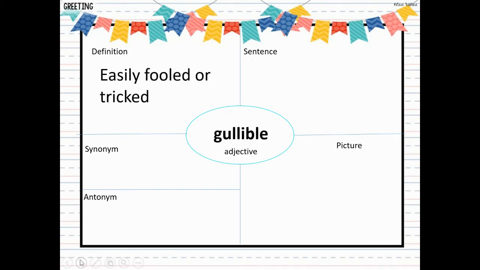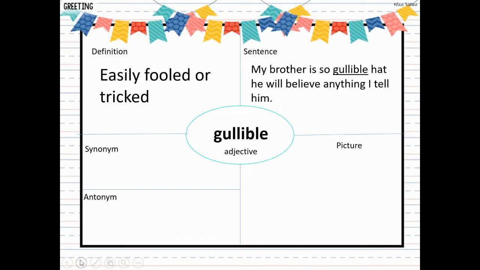Our next word is gullible, which meant easily fooled or tricked. For our sentence, we have, my brother is so gullible that, this is supposed to have a T, I'm sorry, that he will believe anything I tell him. My brother is so gullible that, make sure you put the T there, he will believe anything I tell him. And I kind of gave that example yesterday that a lot of times kids are more gullible because they still believe everything.